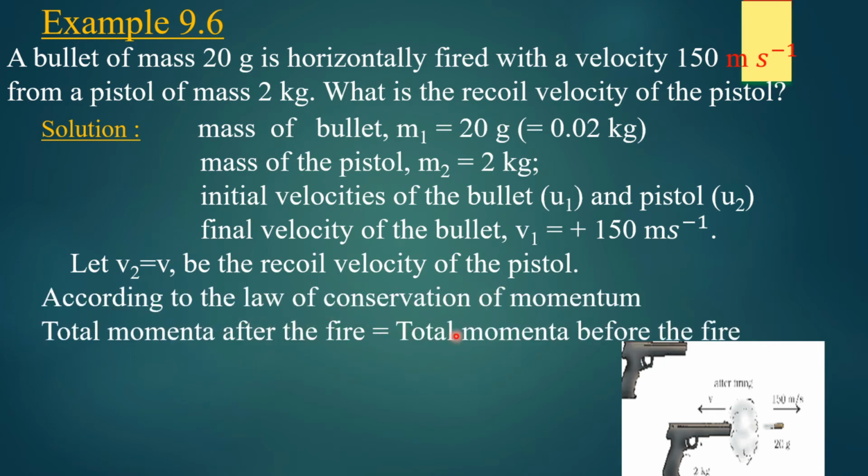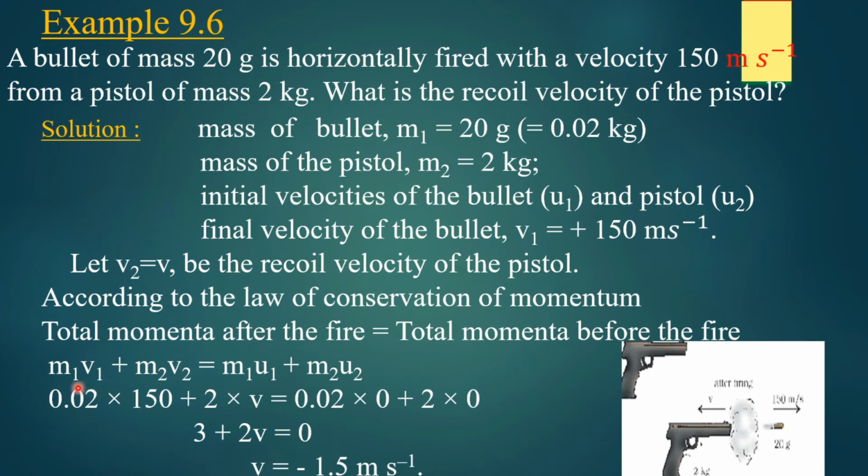According to the law of conservation of momentum, total momenta after the fire is equal to total momenta before the fire. That means m1v1 plus m2v2 equal to m1u1 plus m2u2. We can change the sides also. We can say this as total momentum before fire is equal to total momentum after fire. Both ways it is correct.